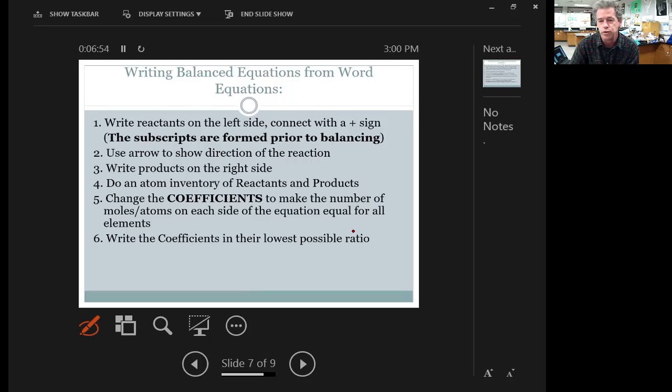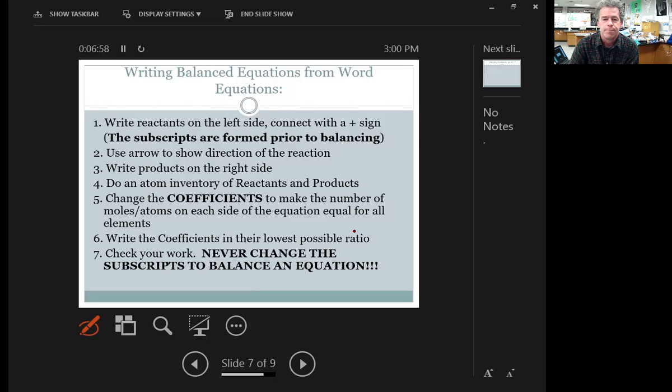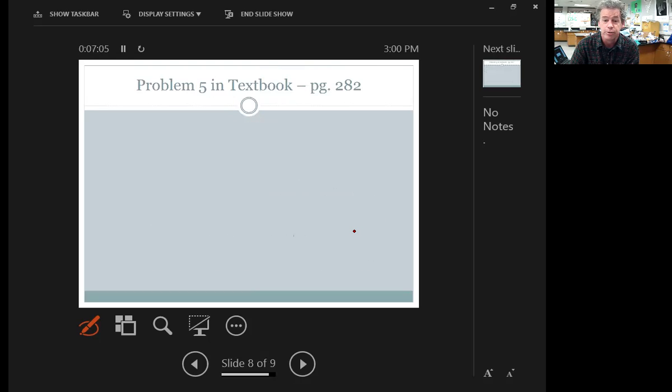If you get like 2, 2, 4, that would simplify to 1, 1, 2. Make sure to check your work, and once again, never, ever, ever change subscripts to balance the equation. So a couple examples here.